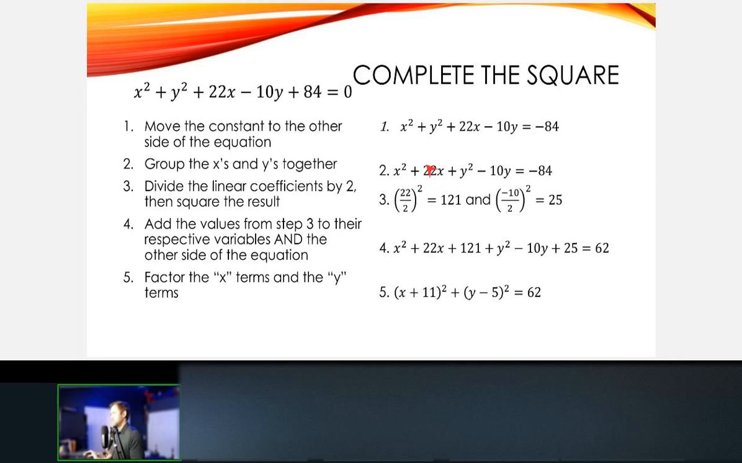Next, we take the coefficients of the x and the y, cut them in half, divide by 2, and then you square it. We get 121. We take that negative 10, divide by 2, and square it. You get 25. And then from there, you just fill in those blanks, and then you factor it like we did on bell work. But let's actually work one through and see how it all kind of fits together.